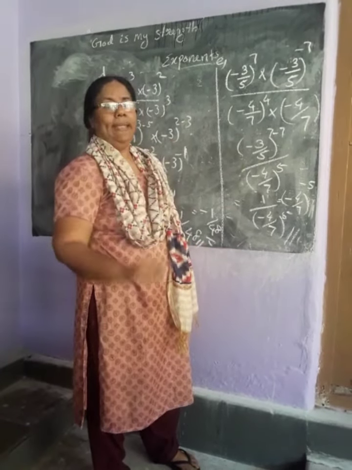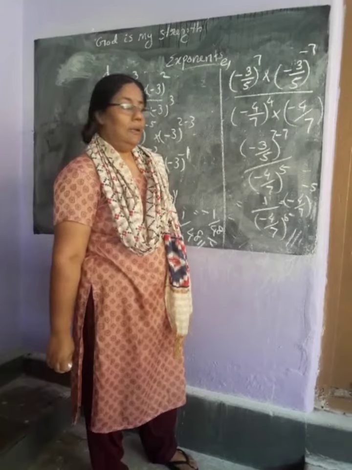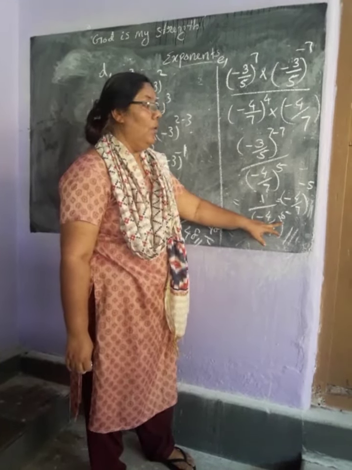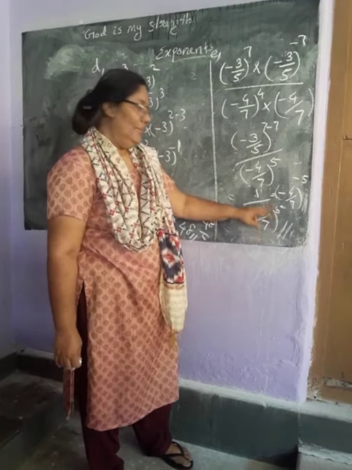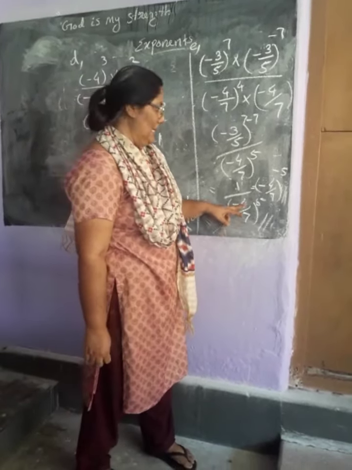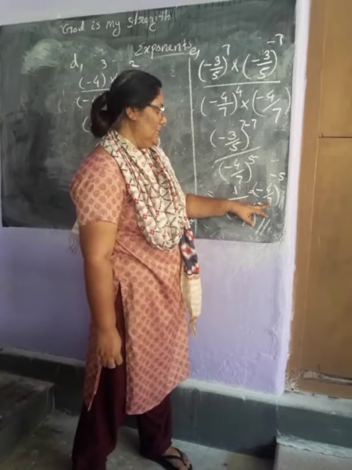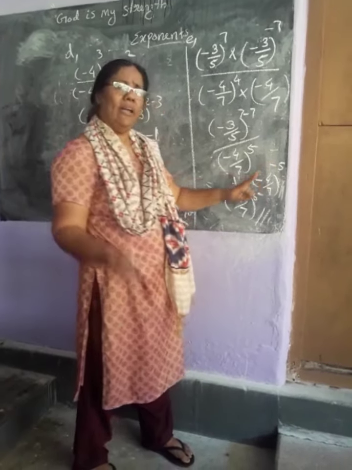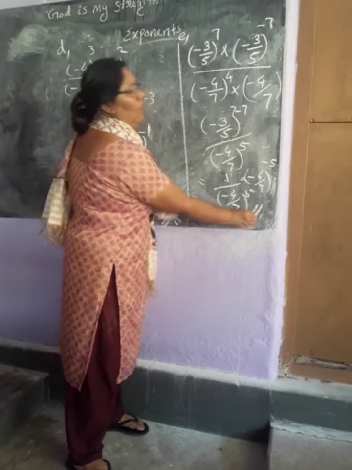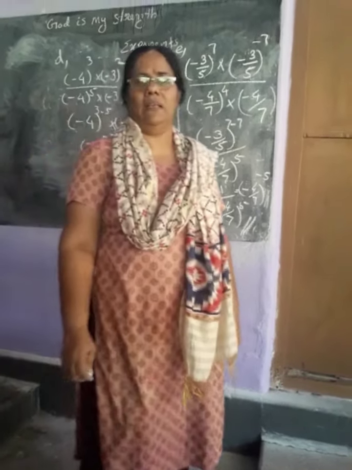The numerator term total 1. Therefore 1 by minus 4 by 7 the whole raised to 5. That is 1 by a, we can write a raised to minus n. Therefore minus 4 by 7 the whole raised to minus 5, or 1 by minus 4 by 7 the whole raised to 5. Both the answers are correct.